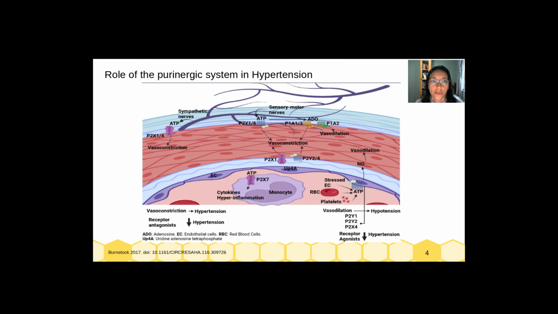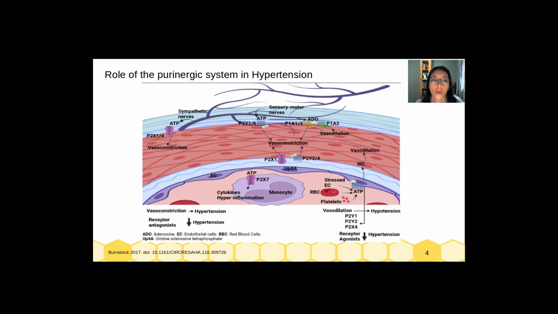Conversely, ATP released from endothelial cells, erythrocytes, or platelets mediates vasodilation via endothelium-derived nitric oxide through activation of P2Y1, P2Y2 and P2X4 receptors. Additionally, adenosine activates the receptor P1 A2, leading to vasodilation too.